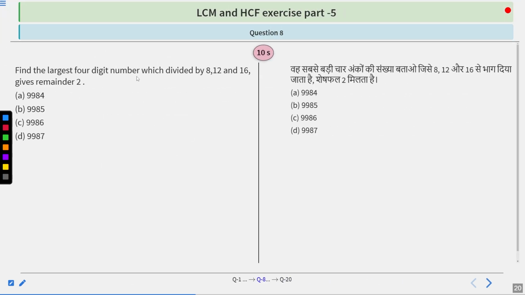Find the largest 4-digit number which, when divided by 8, 12, and 16, gives remainder 2. And options are 9984, 9985, 9986, or 9987. These are the options.